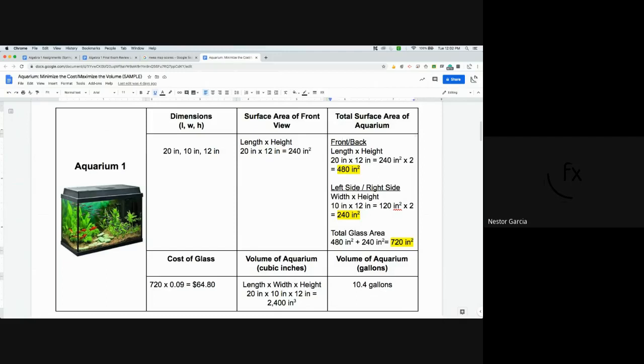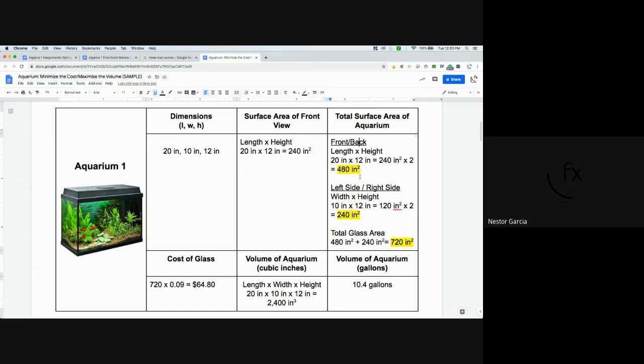So to find the front and back, we would take the length and height, which is what we already did here to find the front view. So in our case, I just copied pasted this into this section, and then I multiplied by 2, because when multiplying by 2, that takes into account not only the front, but also the back, which is the same size as the front. So the total surface area of the front and back would be 480 square inches.